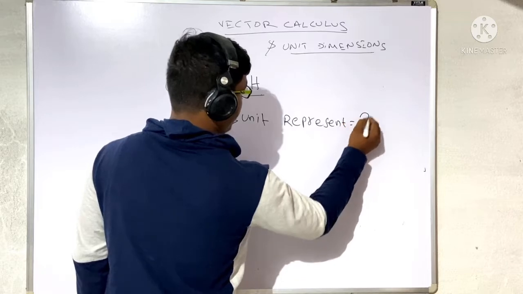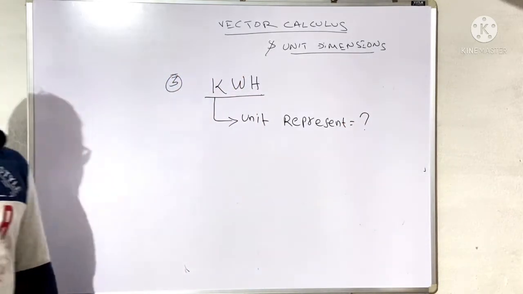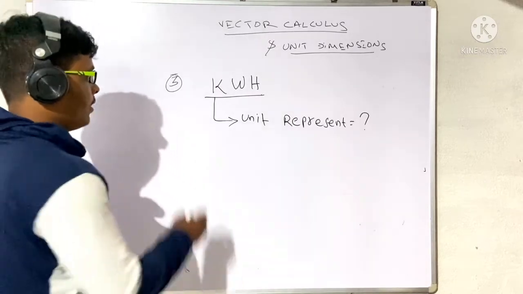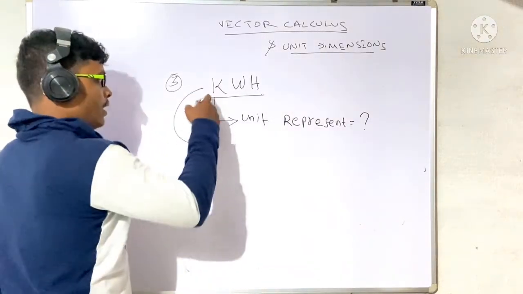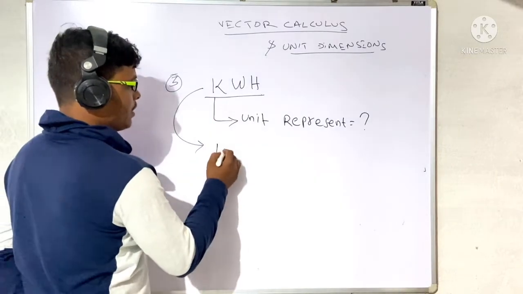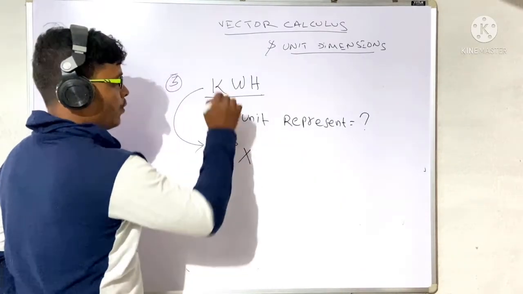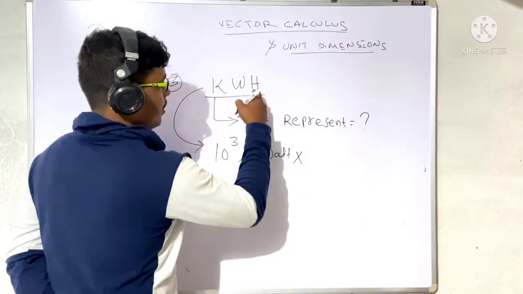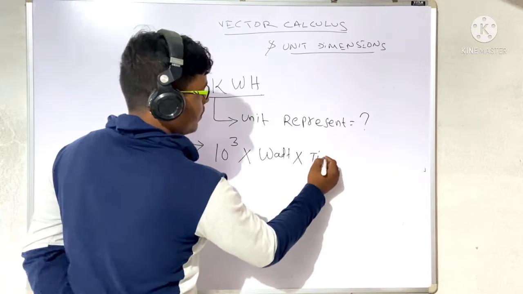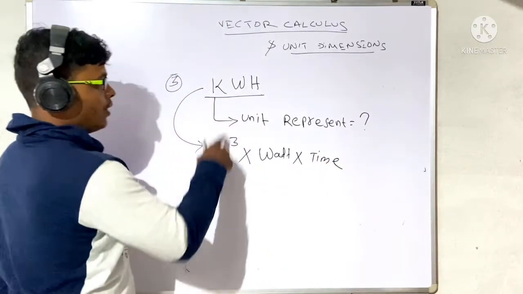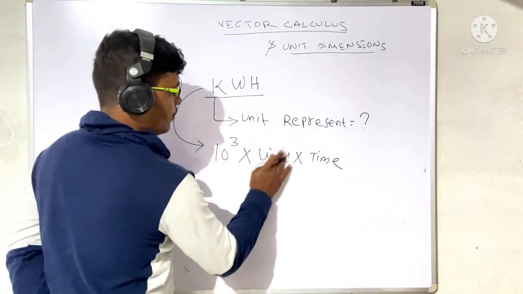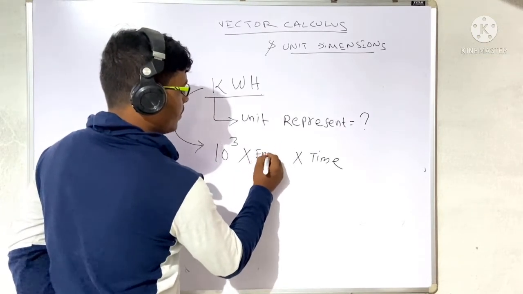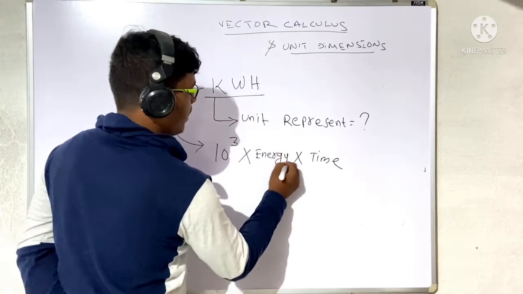What is this unit telling you? Which quantity's unit is this? Kilowatt hour. How will we find out? Take a look. This is kilo, so kilo means 10 to the power 3. And your watt, then the hour is the time unit. Okay, this is kilo, this is watt, that is the energy unit, and hour is your time unit.